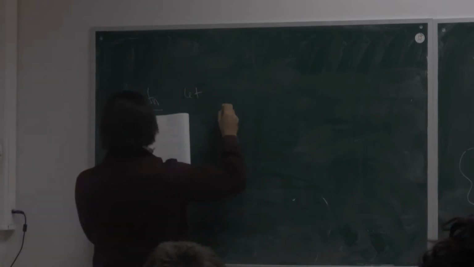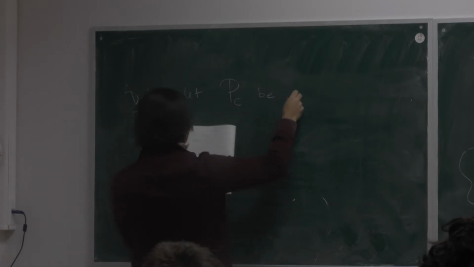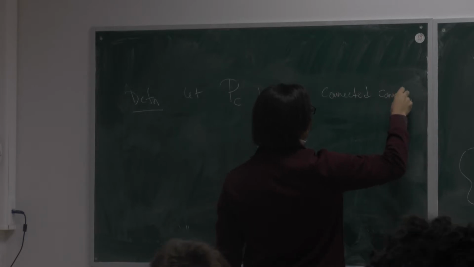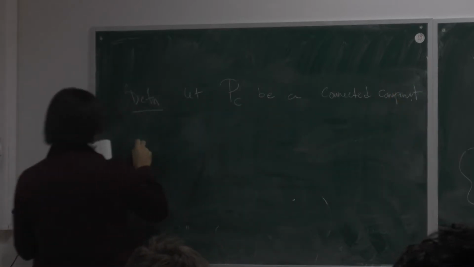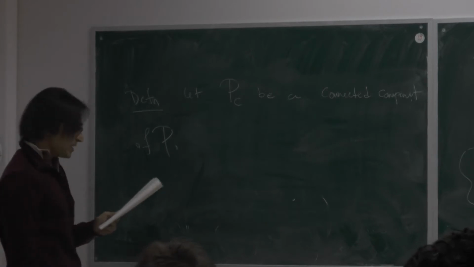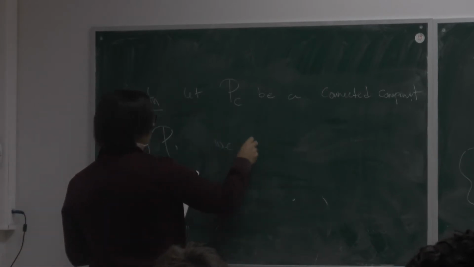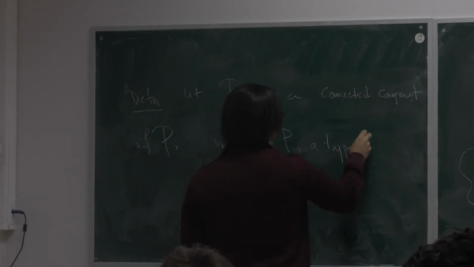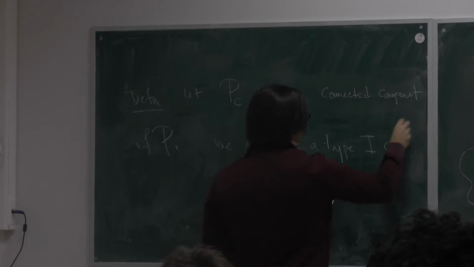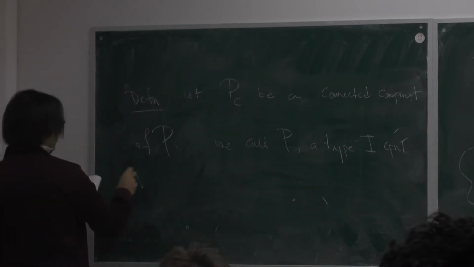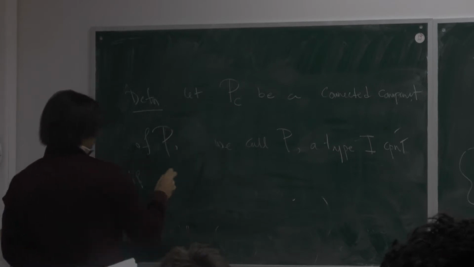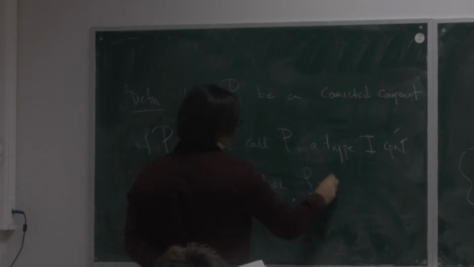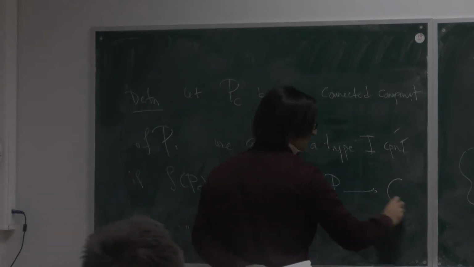Let P_FC be a connected component of this moduli space P. We call it a type 1 component if rho of P_FC is equal to C, where rho is the natural map from the moduli space to the base curve C.